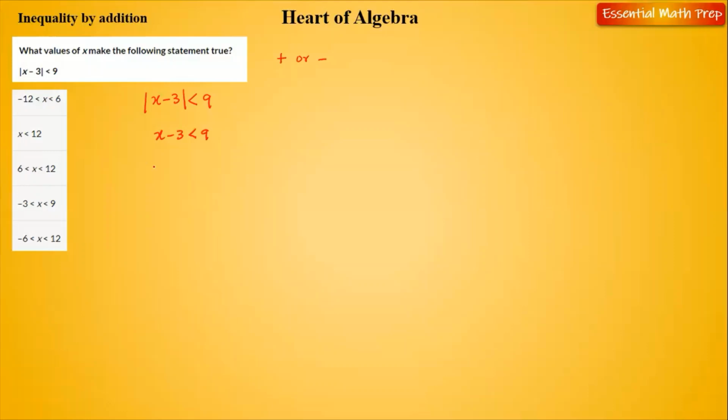As I said, you want to get rid of everything that's around that X. That's what I meant by cleaning. The only way you can get rid of negative 3 is if you add plus 3 on both sides. That means adding plus 3 on both sides, which makes X less than 12. This is one extreme of the X value. We know X is less than 12, but is X greater than something?